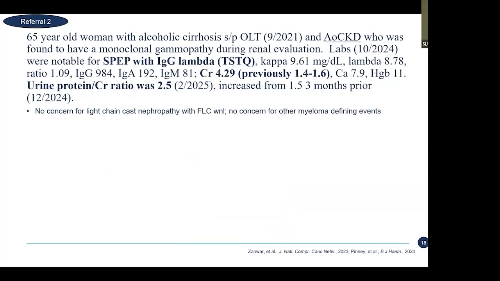So moving on to a next kind of referral, which is similar but different. Here, there's no concern for light chain cast nephropathy. The light chains are essentially normal. I mean, they're both elevated, but the elevation of both of them is because of renal impairment with a normal ratio. And there's no concern for any other myeloma defining events. Calcium's normal, hemoglobin is essentially normal. I don't have the imaging here, but there were no lytic lesions. And so here we have a clone, a monoclonal protein that's too small to quantify, a very small concentration.